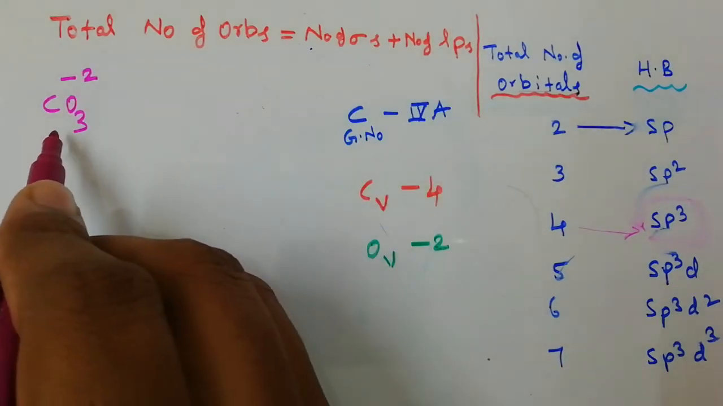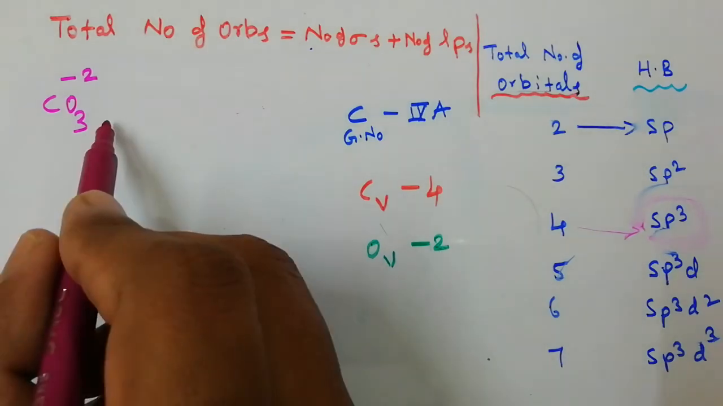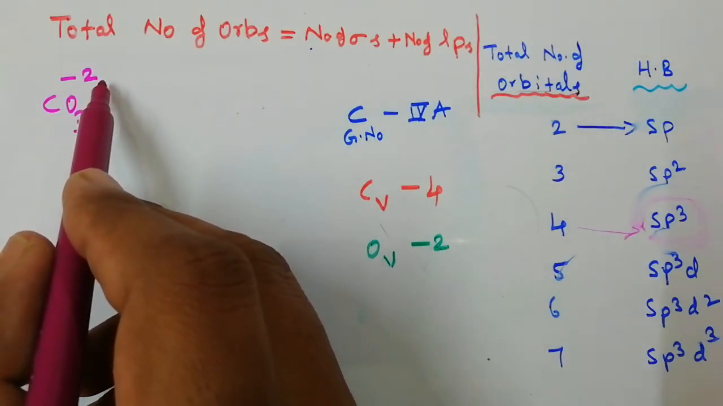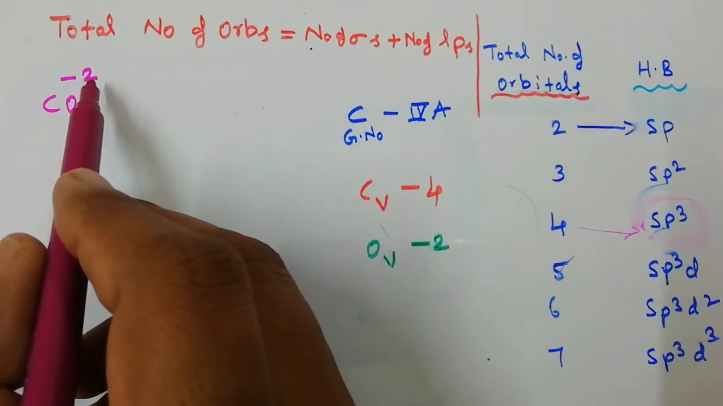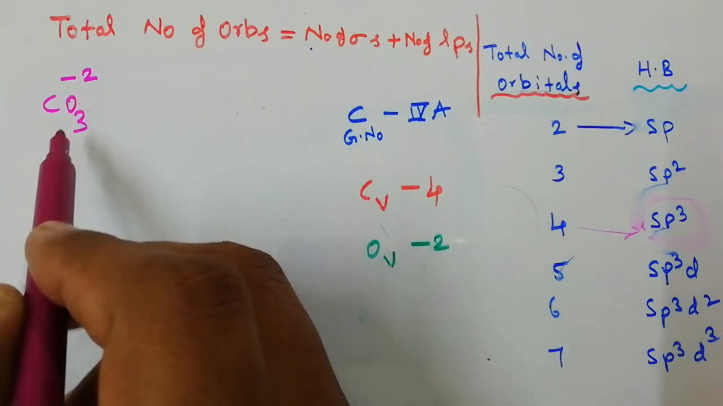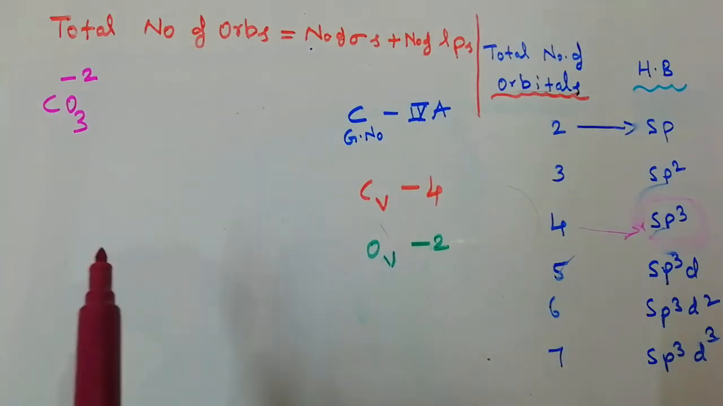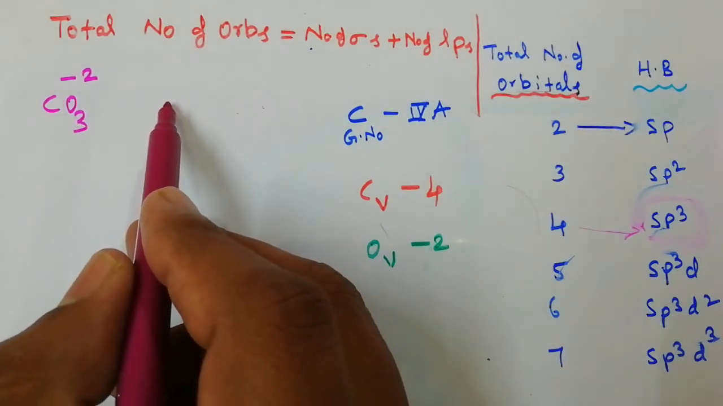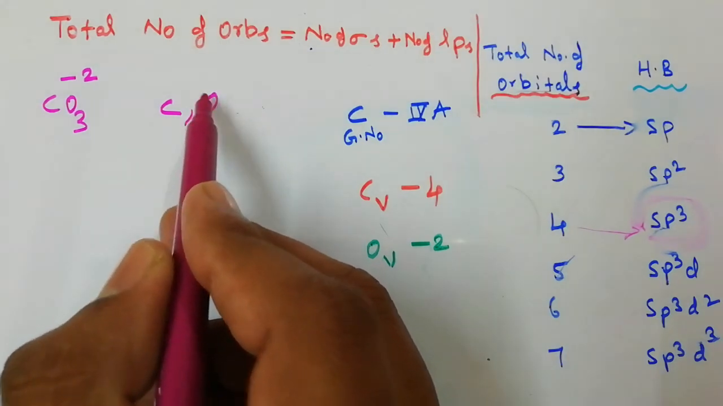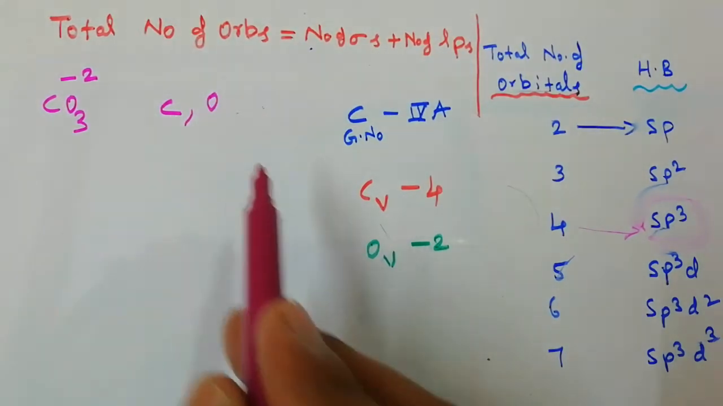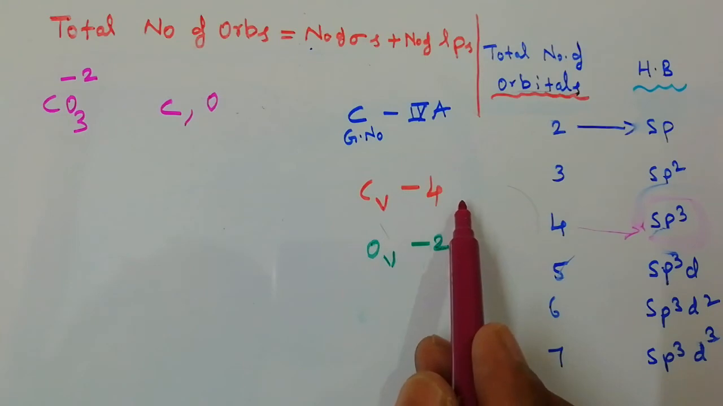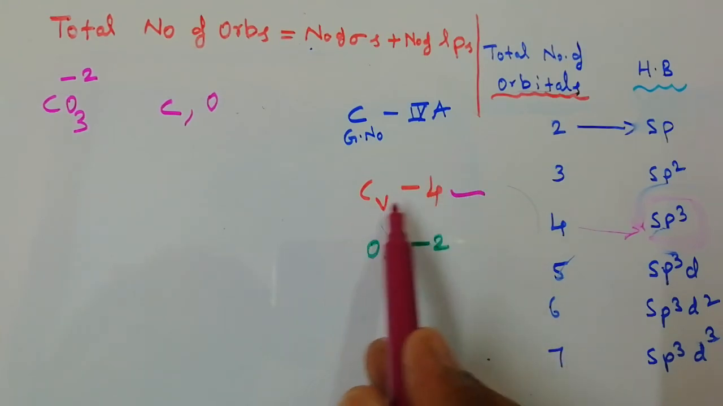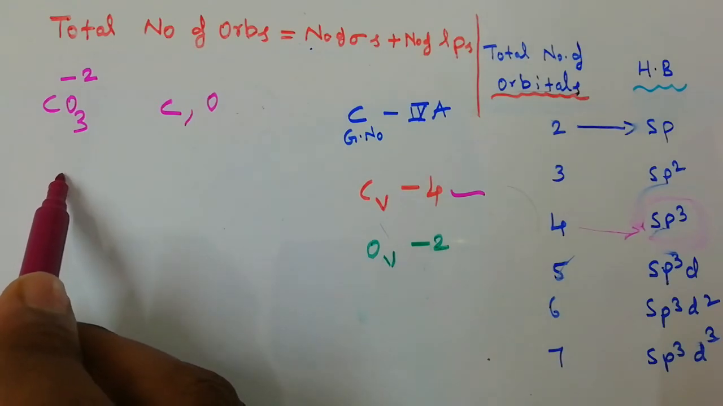Next example is CO3 2 minus, the carbonate ion. In this we have minus 2 charge. Minus 2 charge means 2 electrons extra we have to add. Okay, so first we have to select the central atom. Here we have two kinds of atoms, one is a carbon atom, one is an oxygen atom. Which one is the central atom? Go for the valency. Carbon valence is 4, oxygen valence is 2. So where the valence is more, that is the central atom. So write the central atom first.